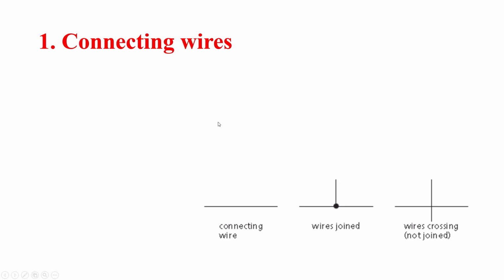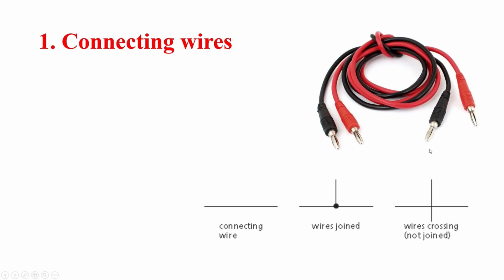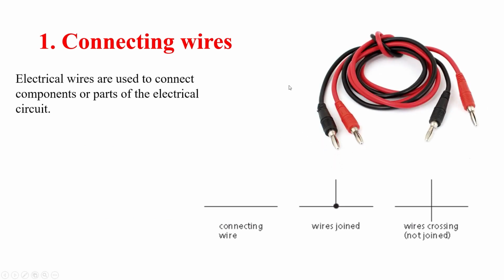So let's begin with connecting wires. You can see this is a connecting wire, and the purpose of this connecting wire is to connect components or parts of the electrical circuit. So we connect different parts of the electrical circuit through wires. A wire is shown by a straight line, and if wires are joined together, we usually use this symbol. And if wires are crossing each other, we usually use this type of symbol.